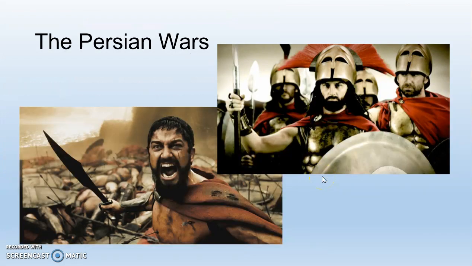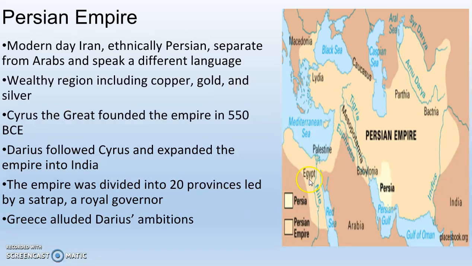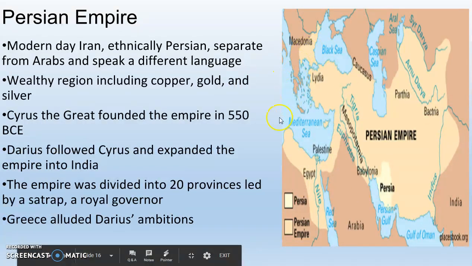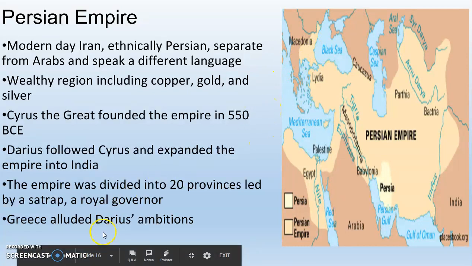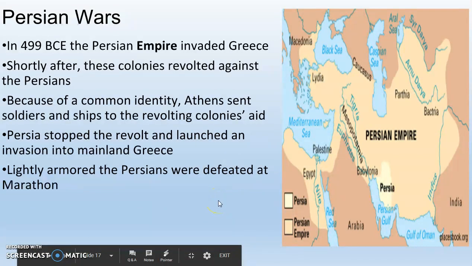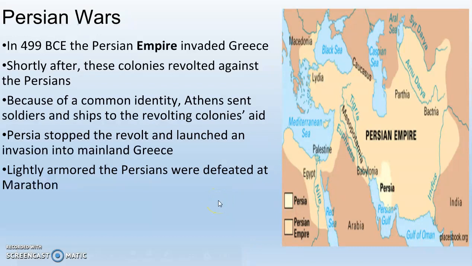Let's talk about the Persian Wars very quickly. So the Persian Empire is over here on the right. Realize that this is Greece. They're a very wealthy region. They are ruled by their emperor Darius. Darius wants to conquer Greece because he wants to conquer the entire known world. So in 499 BCE, he does just that. He invades Greece.